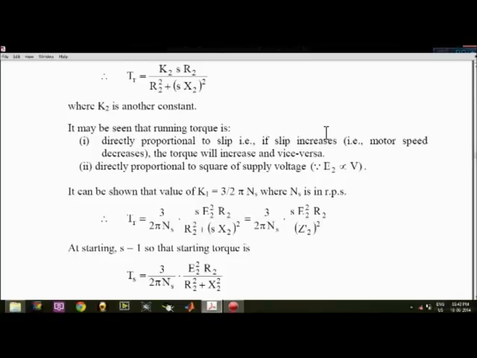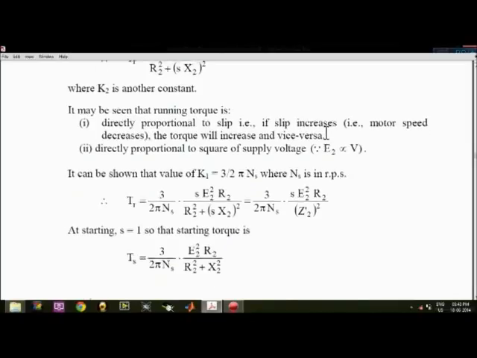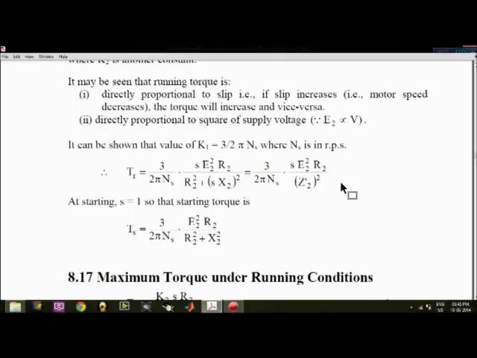If slip increases, the motor speed decreases, and the torque will increase. This running torque is also directly proportional to the square of the voltage, that is, E2 is directly proportional to V. So again we will calculate this torque, where we will put K1 or K2, we can say, a constant. The value of this constant is given as 3 by 2 pi ns. At starting torque, when s equals 1, the starting torque is given as 3 by 2 pi ns, E2 square into R2 by R2 square plus X2 square.